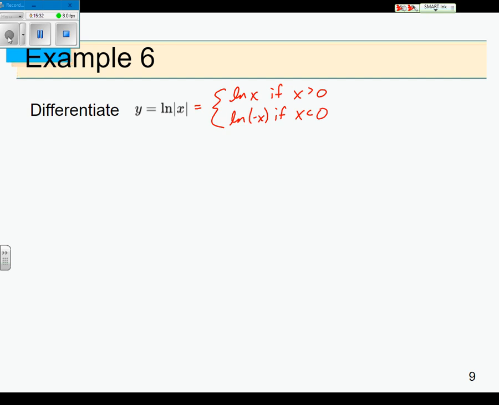Okay? So if I take the derivative, y prime, of both of these pieces, well, we said earlier that that's just going to be 1 over x if x is greater than 0. And if I take the derivative of the natural log of negative x, that's going to give me 1 over negative x times negative 1. Well, that's just going to be 1 over x.